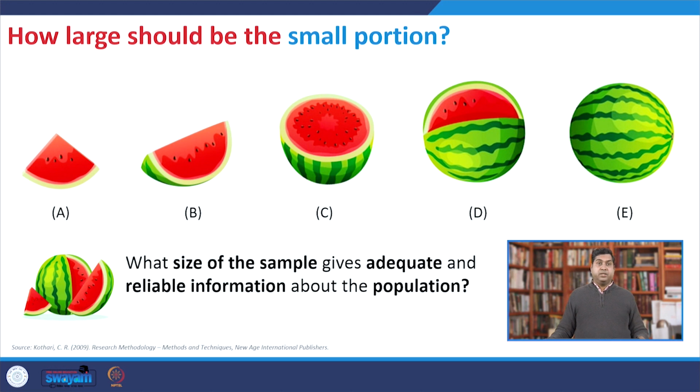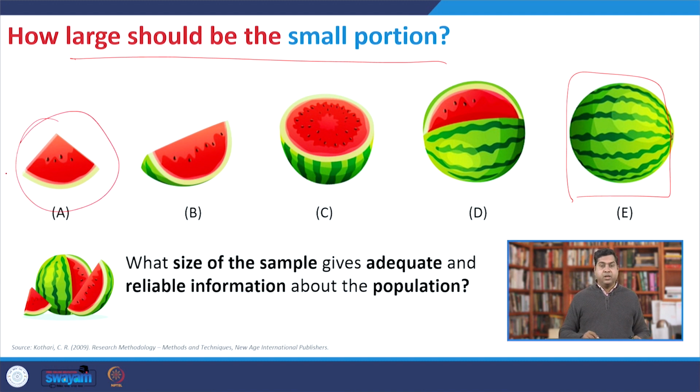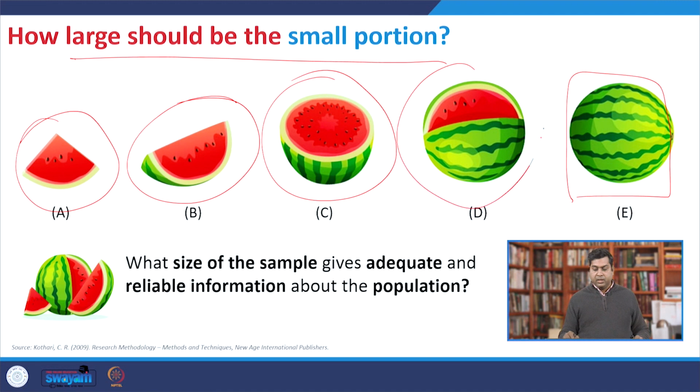Now the next question is, how large should the small portion be? To check and understand the watermelon, should we take a small portion of it, or go for 1/4 of it, or half of it, or maybe 3/4 of it? In all cases it is not the whole one, it is part of it, but how much is adequate? This is a really common question: what should the sample size be?